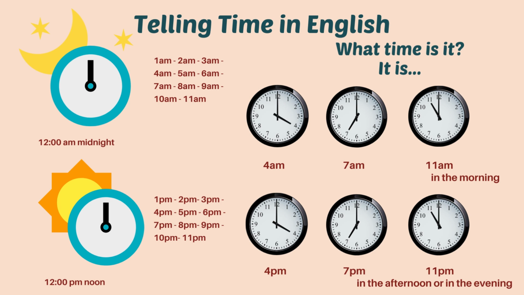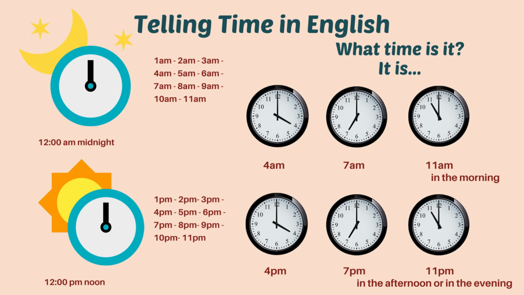So what time is it? It's 2 o'clock in the afternoon. 3 p.m., 4 p.m., 5 p.m., 6 p.m., 7 p.m., 8 p.m., 9 p.m., 10 p.m., 11 p.m. You can say either one. You could say 5 p.m. or you could say 5 o'clock in the afternoon. Most people would say 5 p.m.